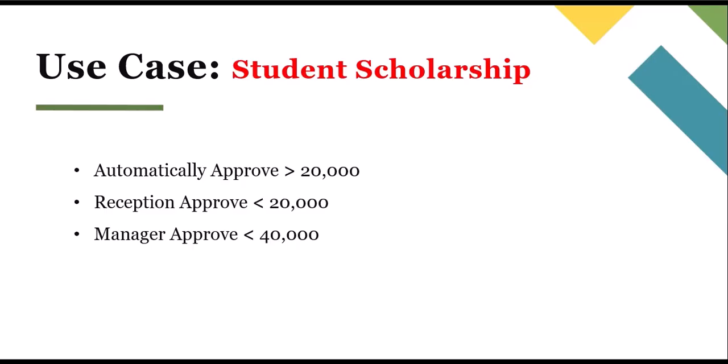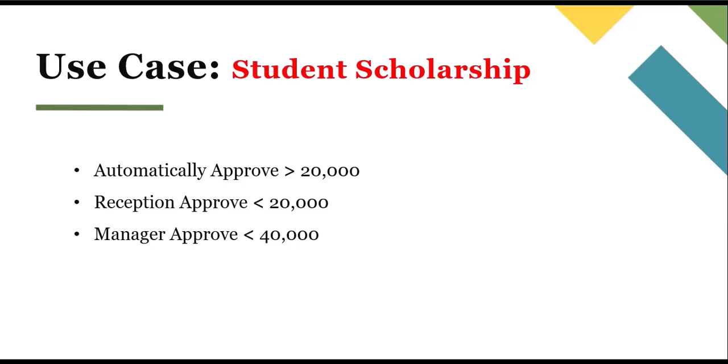Now let's understand: if the student scholarship is less than 20,000, then it should automatically get approved. That means the amount is very small, and for that amount the approval request should not be sent to the reception or the manager. Now what if the scholarship is more than 20,000? Then it should be sent for reception approval. And if the scholarship is more than 40,000, then the approval request should also be sent to the manager level. That means below 20,000 it will be automatically approved.